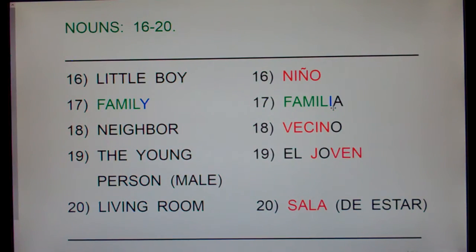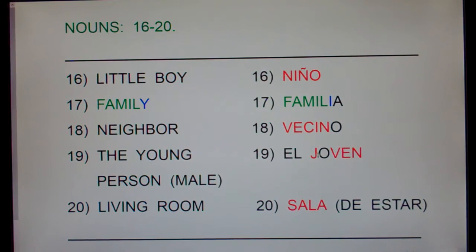Now, neighbor is vecino. Everybody say vicinity. Vicinity. If someone lives in the vicinity of your house, they're your neighbor. Okay? So, vecino's neighbor, neighbor is vecino. Again, your neighbors are the people that live in the vicinity or the area of your house.